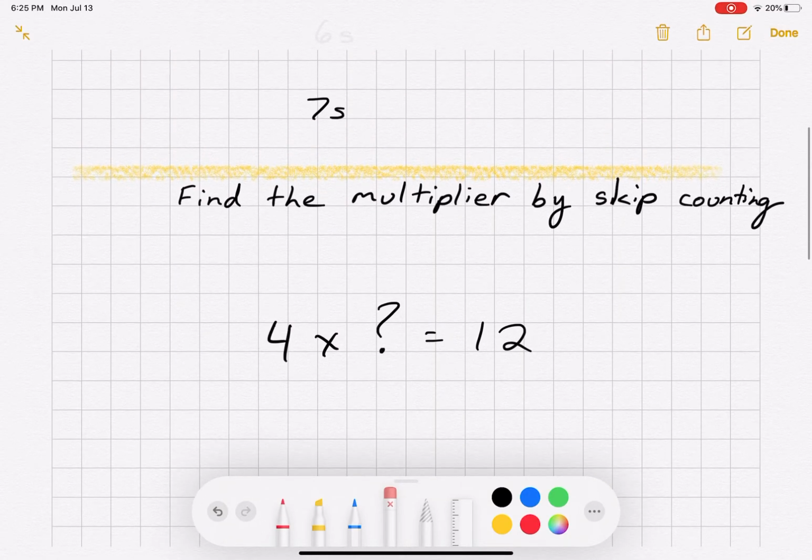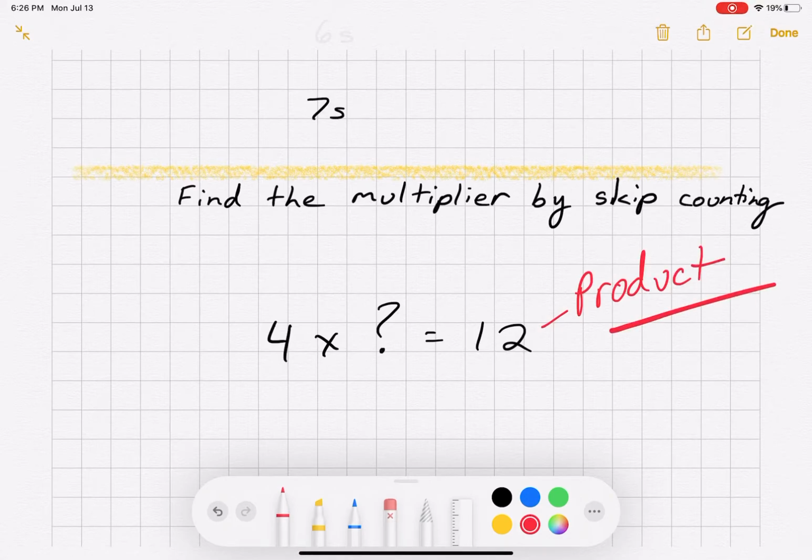All right, we're going to find the multiplier by skip counting. So I have 4 times something equals 12. The 12 here is called the product. The product is the answer to a multiplication sentence, okay? The question mark here is what we're going to be looking for, and the 4 here is what we're skip counting by.